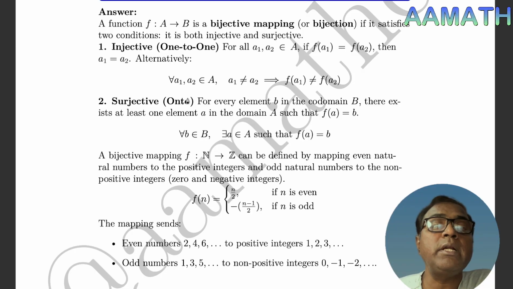Surjective mapping, that is onto mapping: for every element b in the codomain set B, there exists at least one element a in the domain set A such that f(a) equals b. That is, for all b in the codomain set, there exists at least one element a belonging to the domain set A such that f(a) equals b.